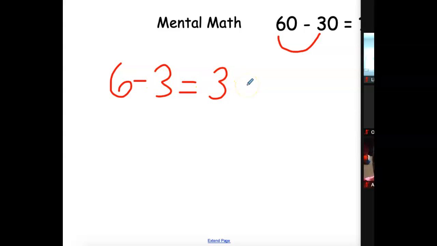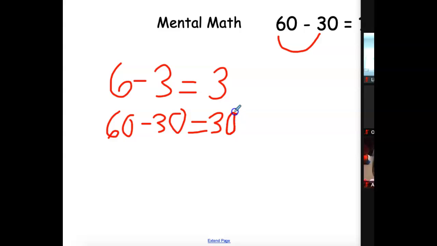Now my answer is not 3. The answer to 60 minus 30 equals 30, because we cannot forget about those 0 ones. Even though we don't have to do 0 minus 0, we need to put them back in. Okay, we have our ones place, 0 minus 0, and our tens place.